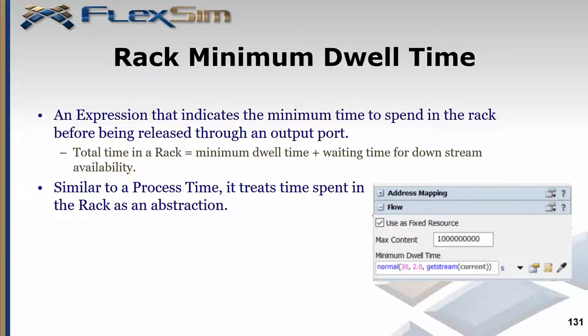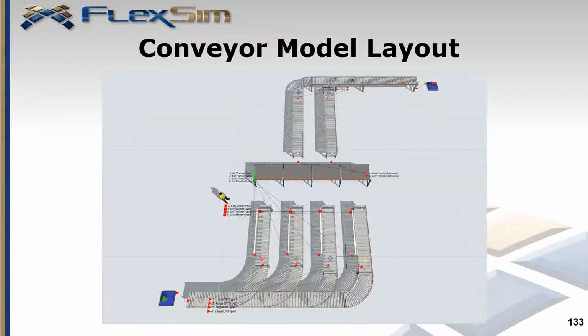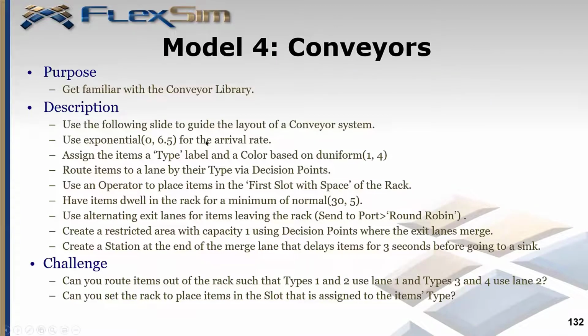Cool. So exercise time. We've got a model here that is going to incorporate aspects of using the conveyor system like we talked about yesterday, and also introducing the use of a racking object. And on this slide, you'll see the general layout of what we want things to look like. And the behavior that we're looking for is that the source is going to create flow items every 6.5 seconds on average using the exponential distribution.